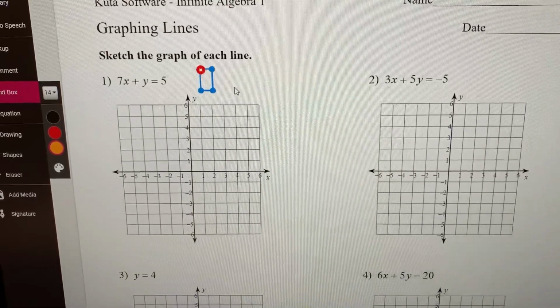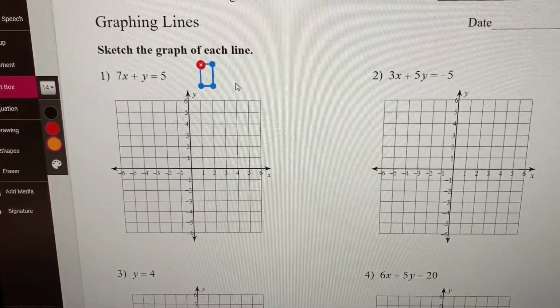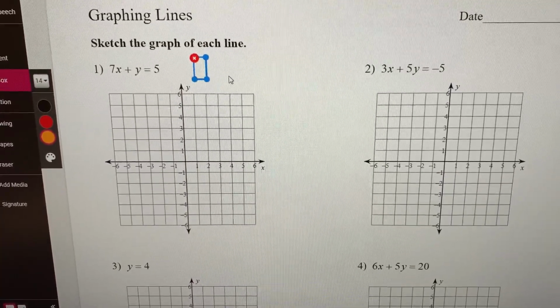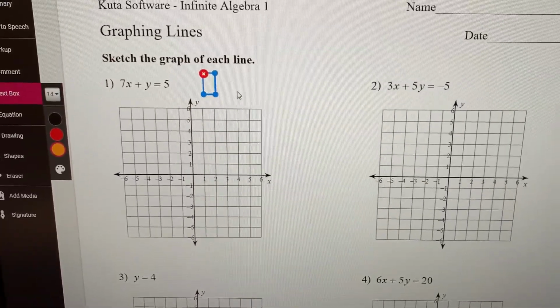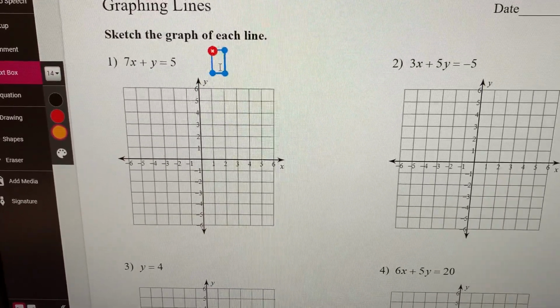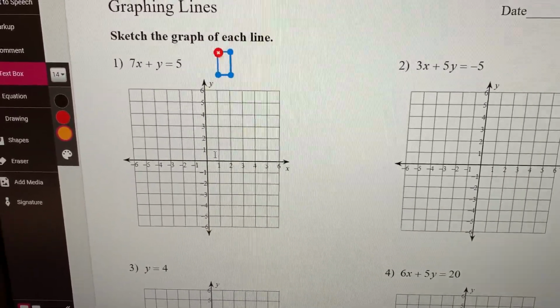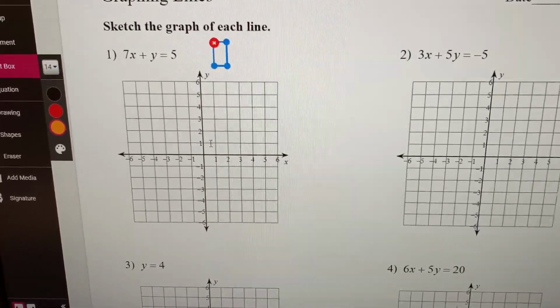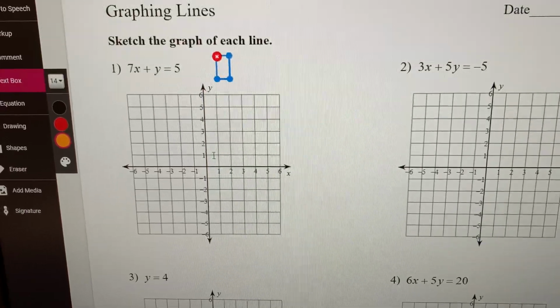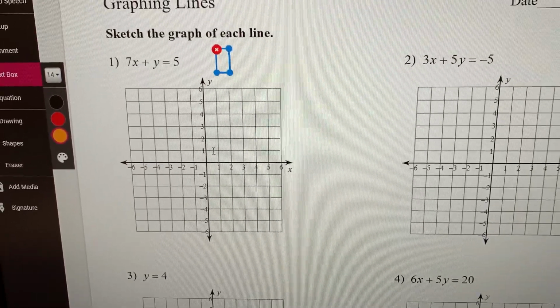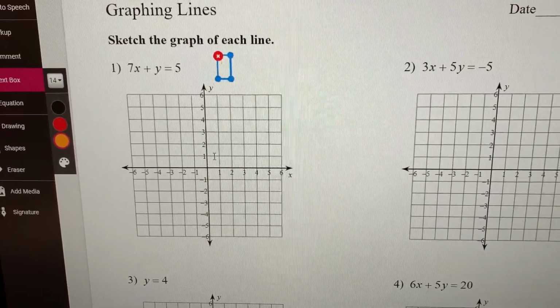The video is basically a review of graphing lines. This document is going to be attached to your classroom for you to work on. You've probably done some of these problems before, but I want to go over the first one with you just as a reminder, because what we're going into in the next chapter is also going to have to do with graphing lines, but it's going to be about solving systems of equations, and systems of equations are going to have two lines.